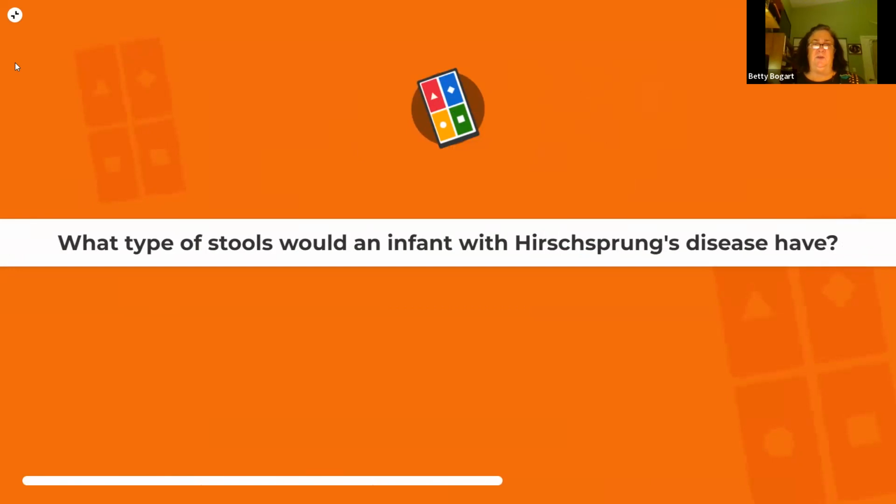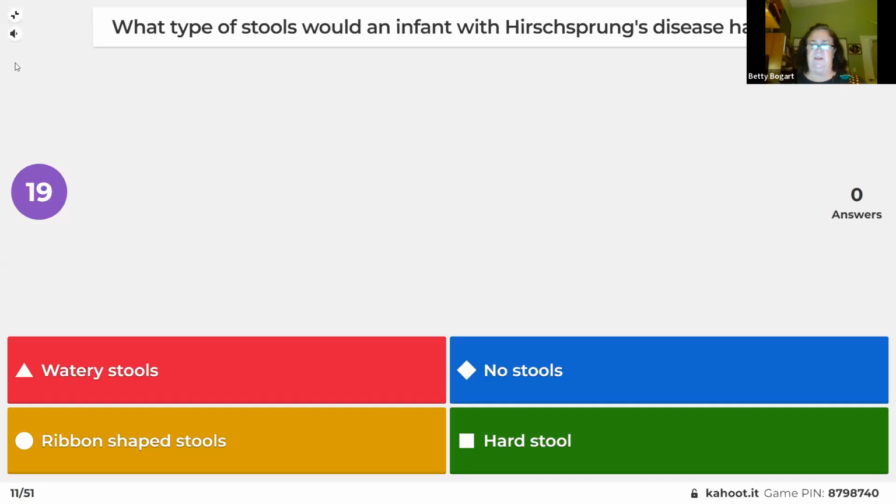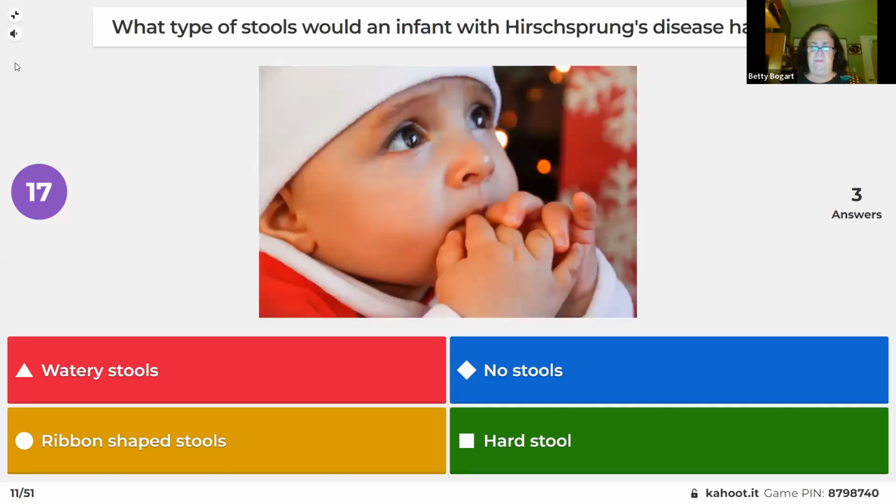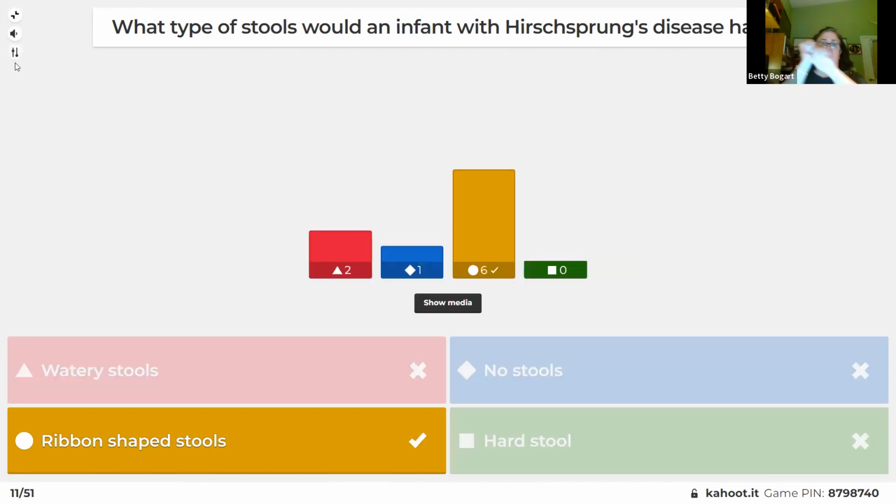What type of stools would an infant with Hirschsprung's disease have? Remember the picture, that big out-rounded bowel, and then the bottom, the rectum, was little tiny. So what would you see? It looks like you should have icing in there and just squirt it on a cake. It's literally that tiny little ribbon sort of stools that you might see.